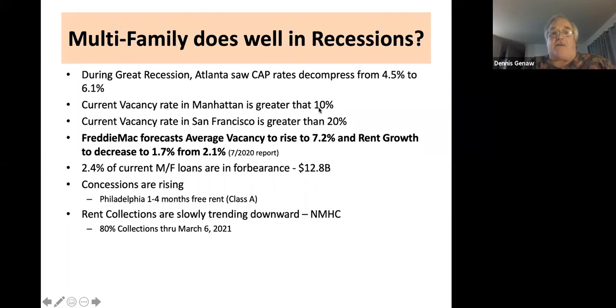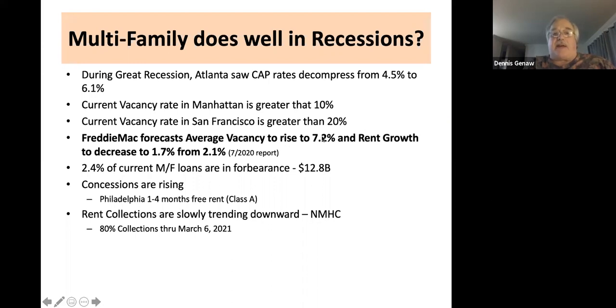Vacancy rates in Manhattan went over 10% in 2020. They went greater than 20% in San Francisco in 2020. And Freddie Mac, which is one of the agencies that supports a lot of the commercial multifamily loans, says that rent growth is really taking a dive.